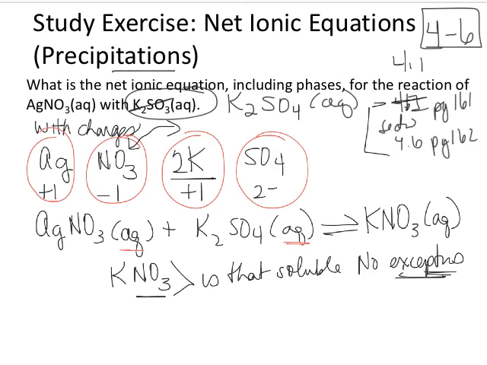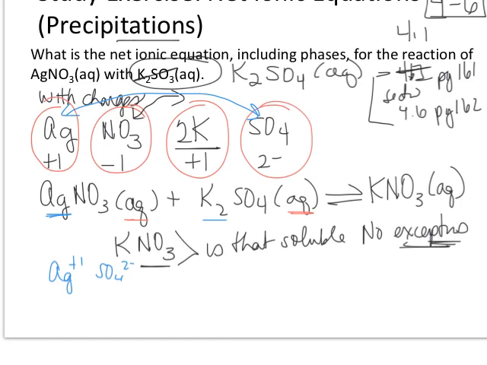There's no exceptions. Now, this is kind of like a do-si-do. All you got to do is remember to switch places. So silver is going to switch places with the cation potassium. So we've already switched places here, and now silver is going to switch partners with sulfate. What does that compound look like? Well, silver is a +1, sulfate is SO4 2-. When we combine these, like we did last chapter, to figure out what the subscripts are going to be, it's going to be silver 2, sulfate 1.